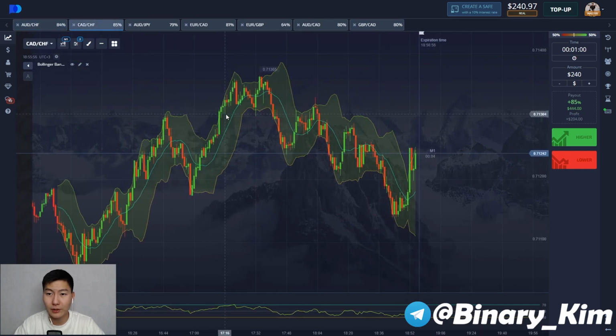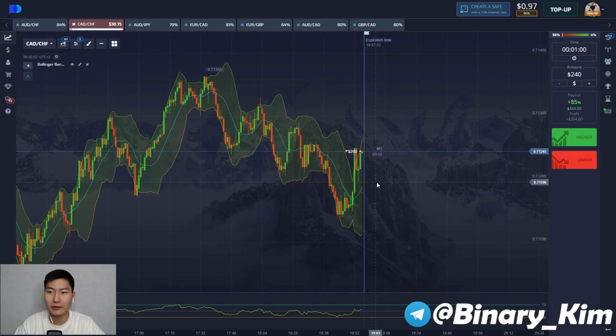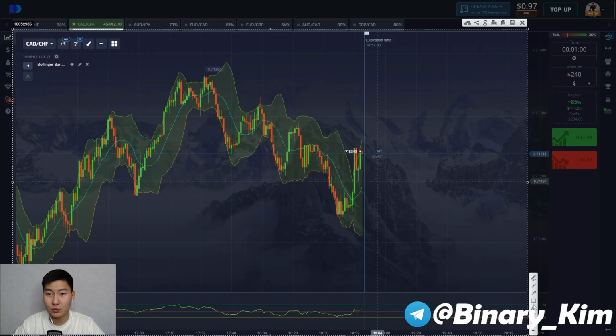So let's continue analyzing. So what do we got here? We see the touch of the upper boundary of the channel, and I think this is a good selling signal because there was a huge pump here, then a little correction, so we have the double touch of the upper boundary.